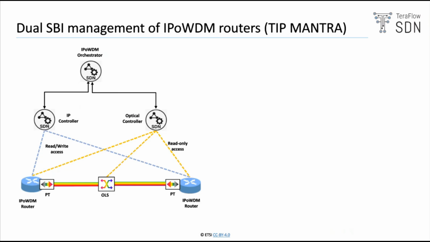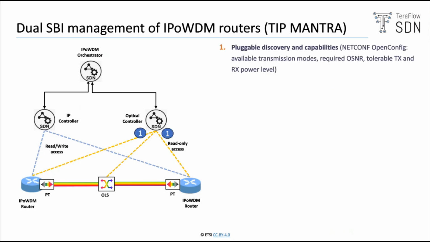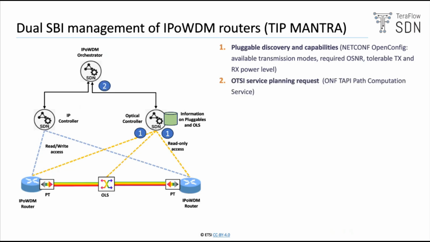So remember, the IP controller has read-write access to the transponders. The optical controller has only read-only access to them. So in this case, the pluggable discovery of the capabilities can be done by the optical controller. This allows the optical controller, the optical line system, to include the pluggable information. Then this allows the IP over WDM orchestrator to create the planning request.